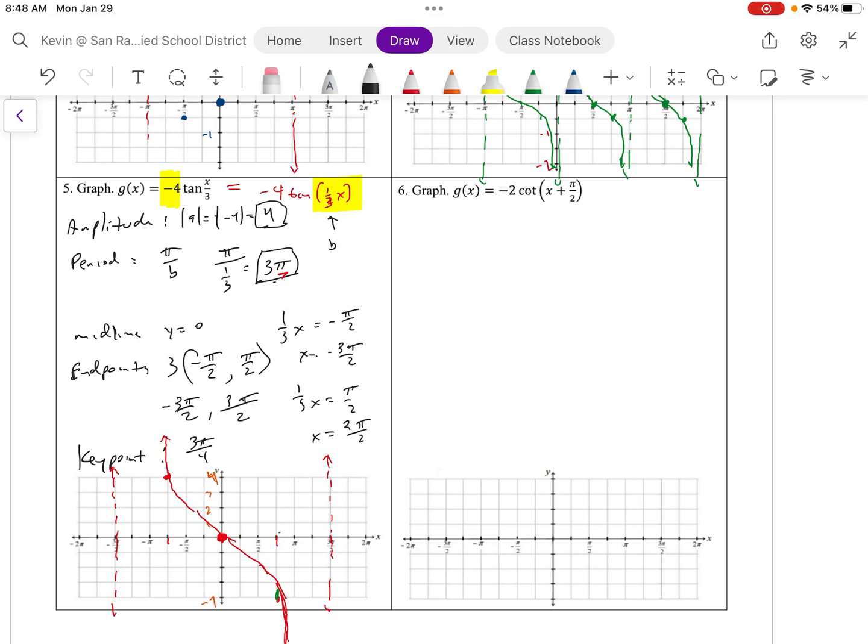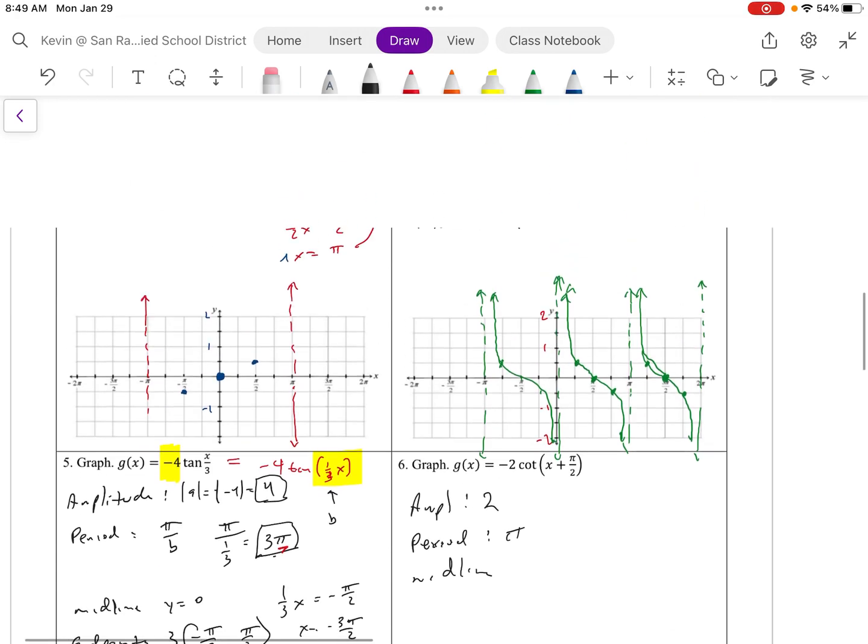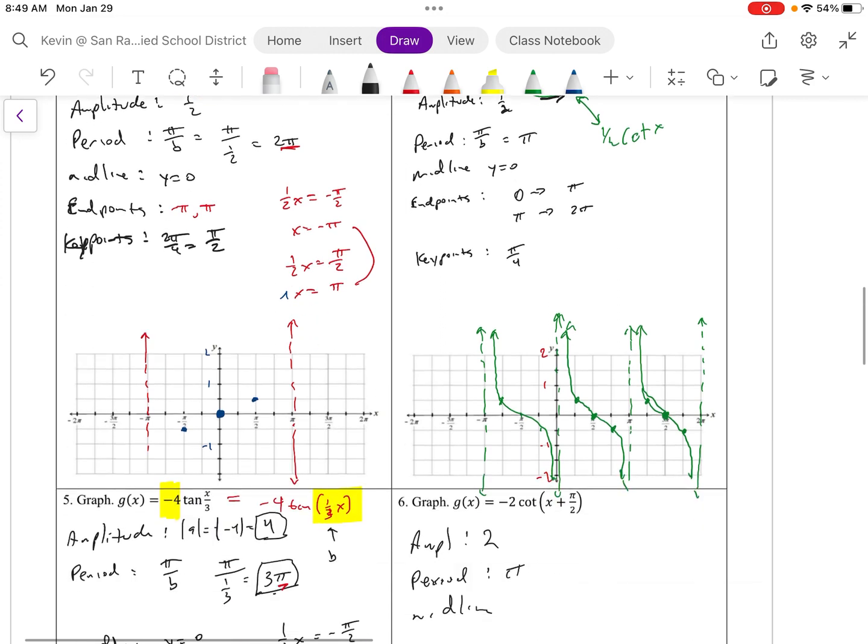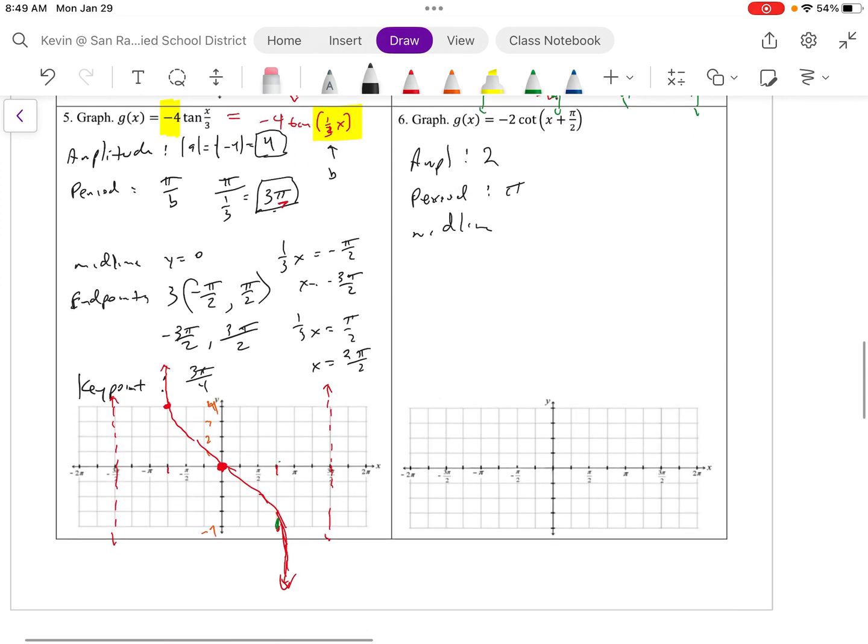Last one. What all things do we have here? Well, amplitude is 2. Period is pi. Midline. Did we not have any midline changes here? No, we didn't. That's really too bad. Oh well. That kind of stinks. Okay, midline is y equals 0, so our graph never changed anyway.